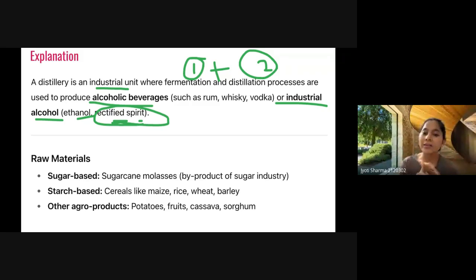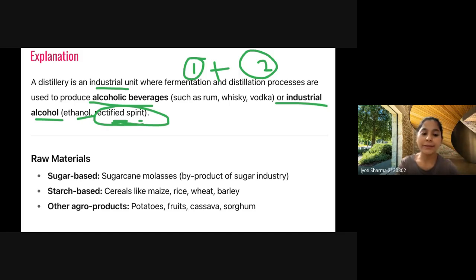So distilleries means we will have the fermentation, we will have the distillation, and this is how we can produce alcoholic beverages or some alcohol that we need in the industries, for example ethanol, for example for the fuel.